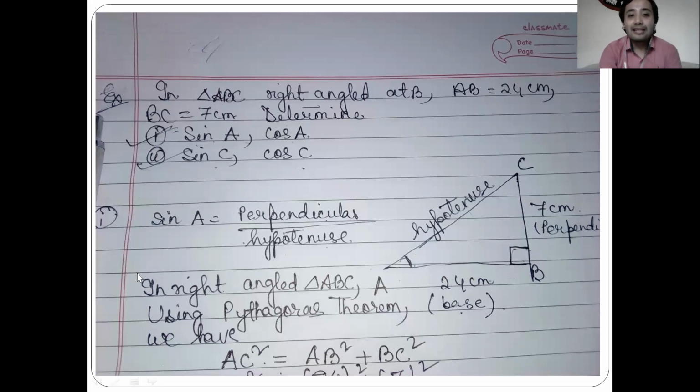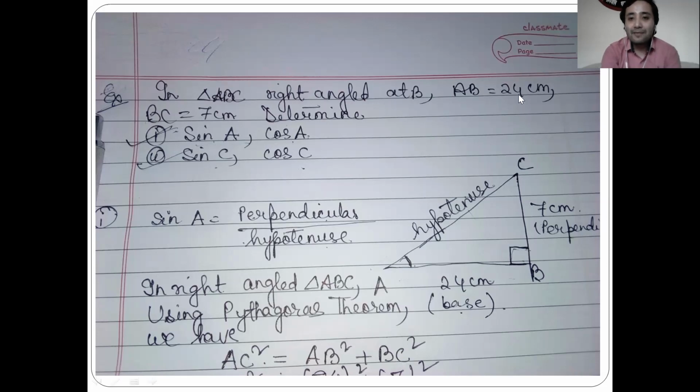Now, in triangle ABC, so I have made this triangle ABC. Initially, don't write anything, okay? Just draw a triangle ABC, and it is right angled at B. So A, B, C, or I can write A, B, C, that way also I can write, but B should be in between because it is right angled at B. So that thing we have to write.